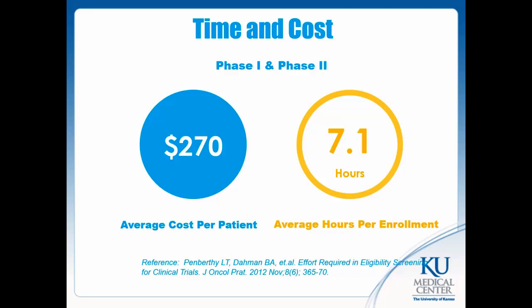Just a quick slide here about recruitment. Recruitment is very expensive, by the way. Most of the time recruitment is ignored in some clinical trials. We did some literature review where we found that the average cost to recruit a patient is $270, or equivalent to 7.1 hours of a clinician. So it's time consuming and expensive, and this is for just phase one and phase two trials.